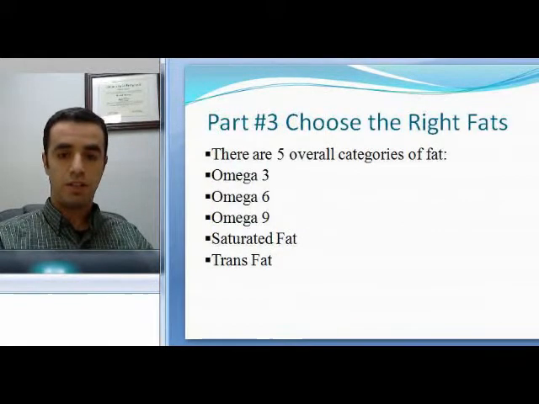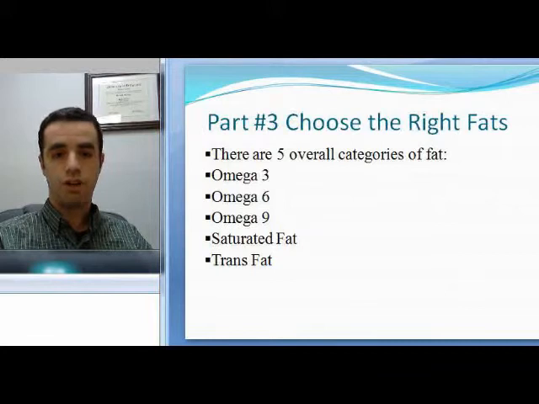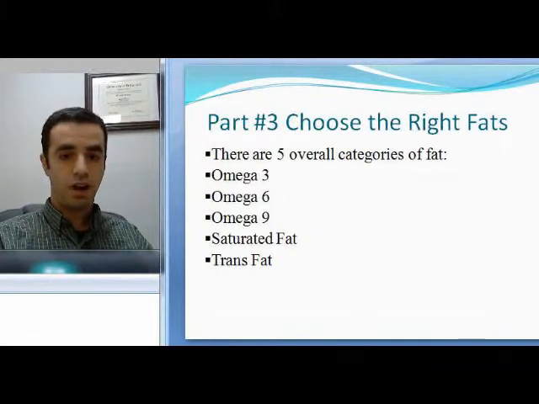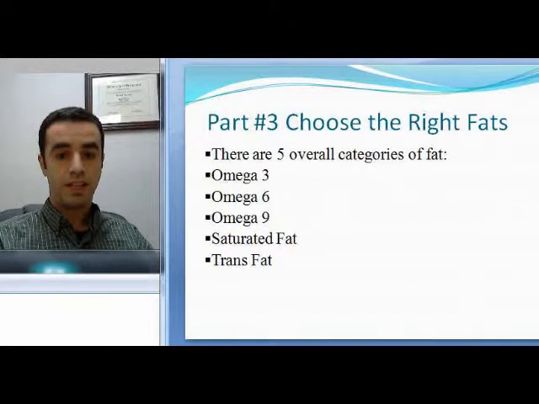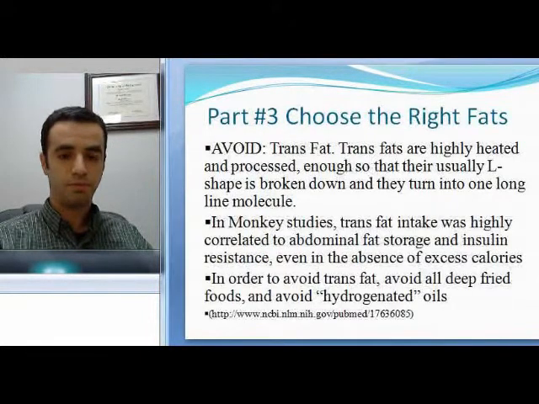Okay, we're talking about now choosing the right fats. And there are 5 overall categories of fat. There are omega-3s, 6s, 9s. Those are your unsaturated fats. And then there's the saturated fat and trans fats. So those are the 5 categories. First one we're going to talk about is what to avoid. And the main thing that you want to avoid is trans fats.